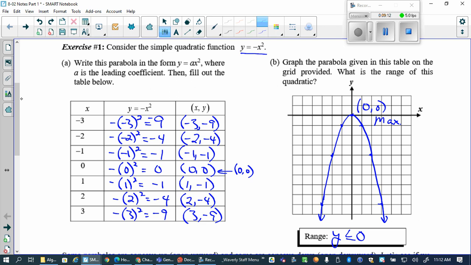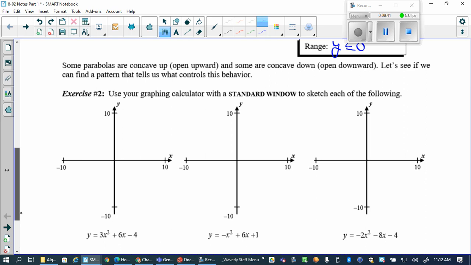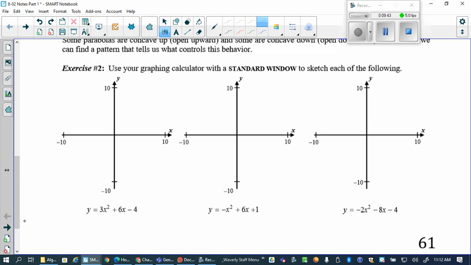But we didn't do this. They said write it in this form. This would be y. What's in front of this x squared, actually, kids? Not 1. -1 times x squared, right? Now it's like in the ax squared form. So the a is -1, right? And it was concave what? Down. Right.